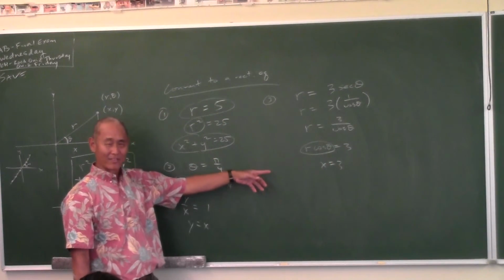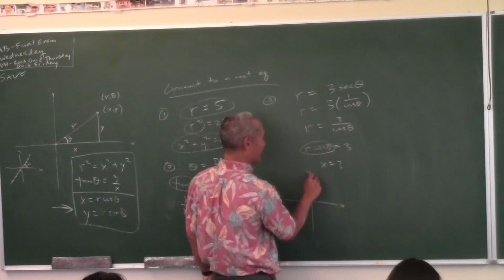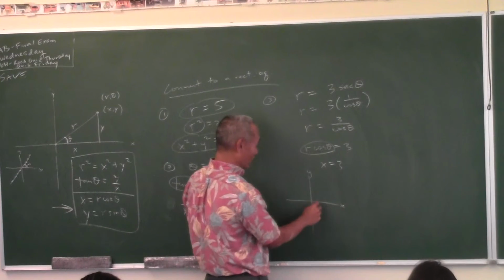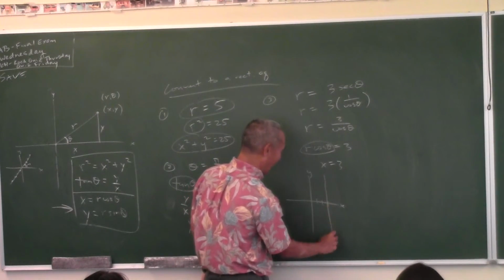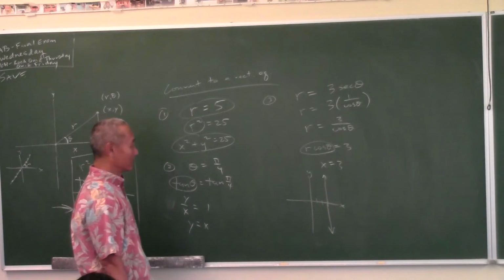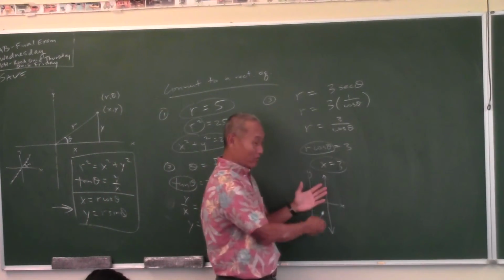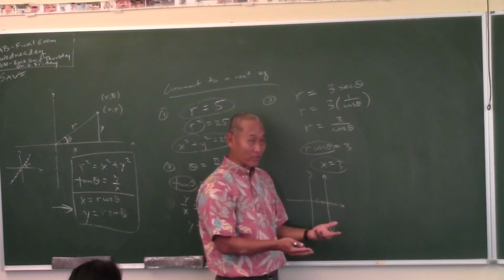And we know what that graph is, right? How do you graph the line x equals 3? Here, let me show you: 1, 2, 3. It's a vertical line, people. So this is the equation of a vertical line in the rectangular coordinate system.